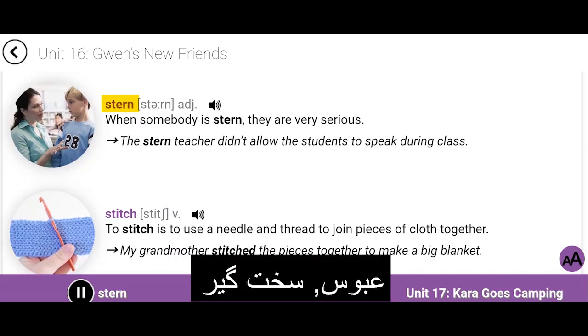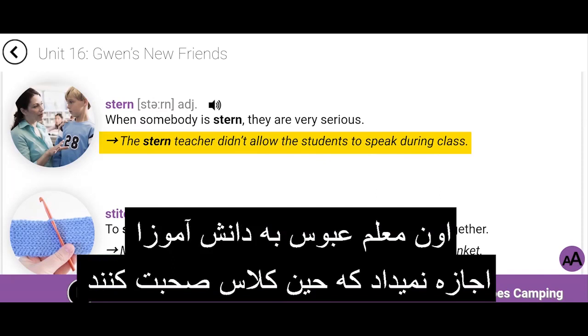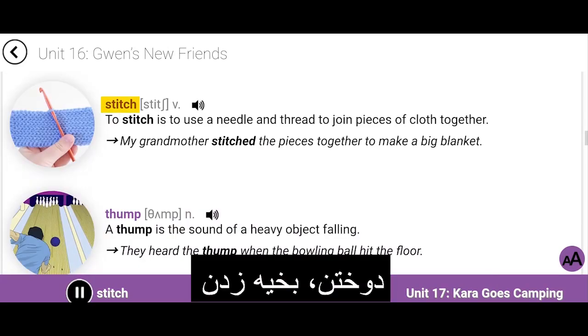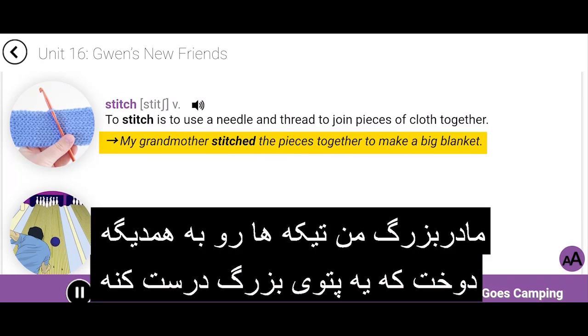Stern. When somebody is stern, they are very serious. The stern teacher didn't allow the students to speak during class. Stitch. To stitch is to use a needle and thread to join pieces of cloth together. The grandmother stitched the pieces together to make a big blanket.